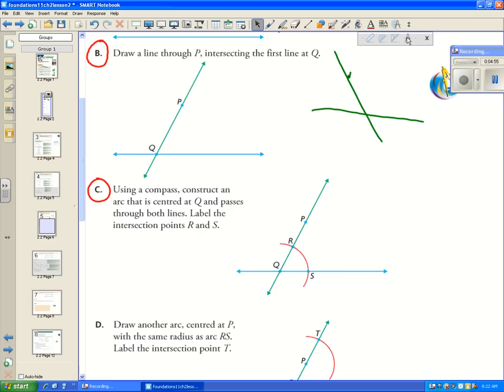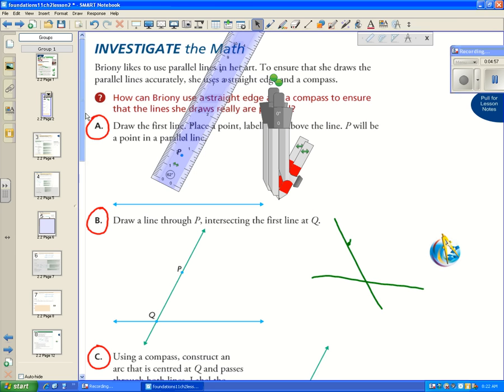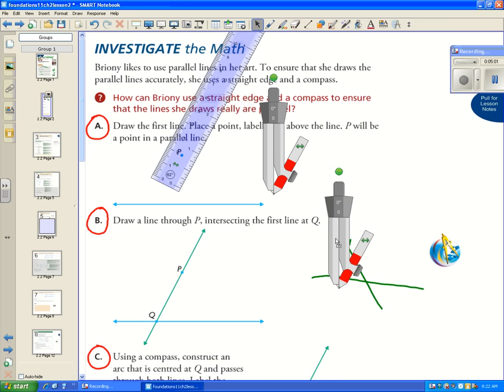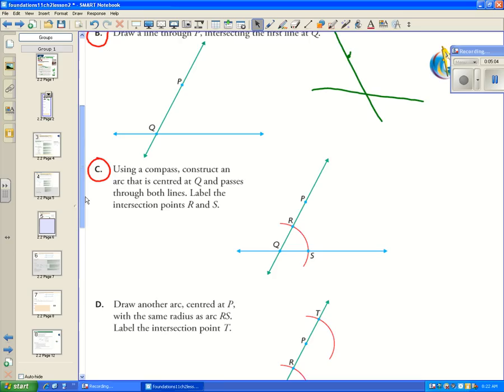Do I have a compass? No, I have two compi. That's plural for compass, if you guys didn't know. I'm totally kidding.